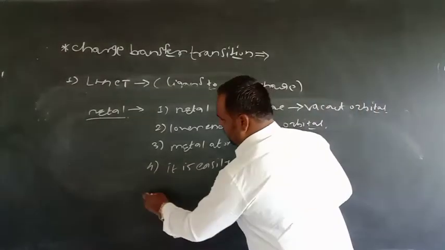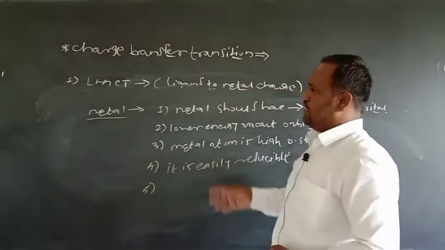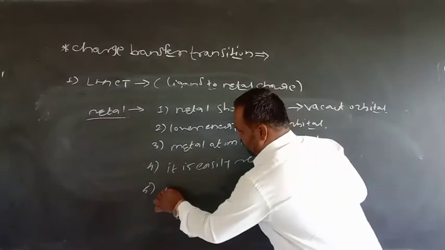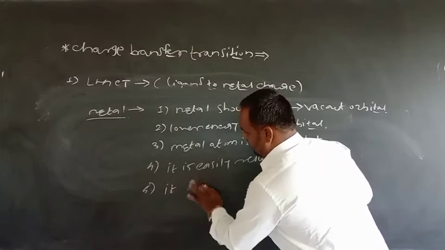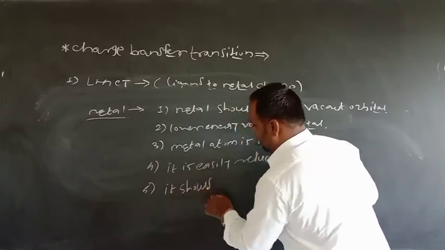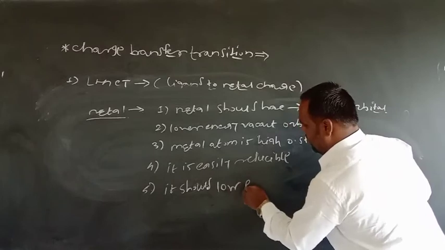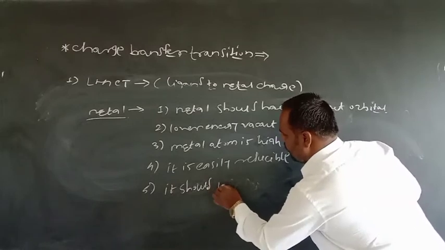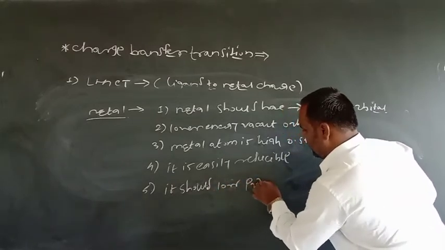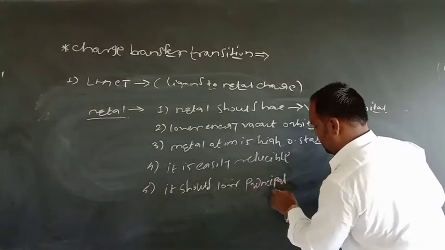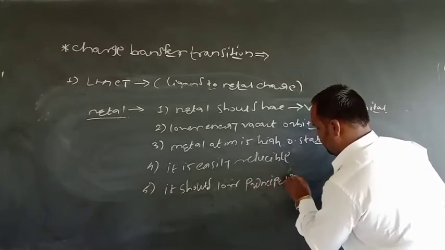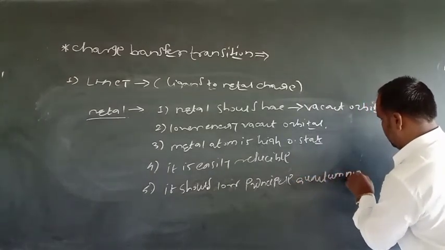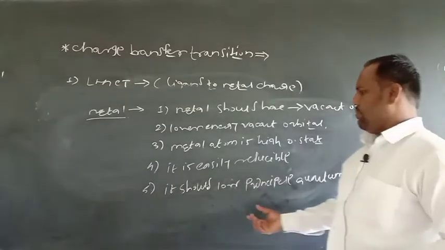Another important characteristic of the metal involved in LMCT, ligand to metal charge transfer transition, is that it should have a low principal quantum number.